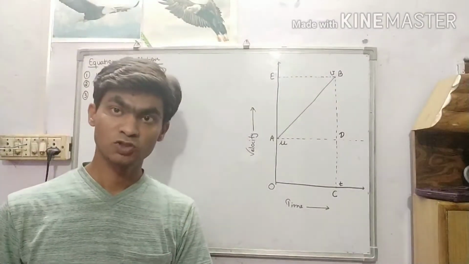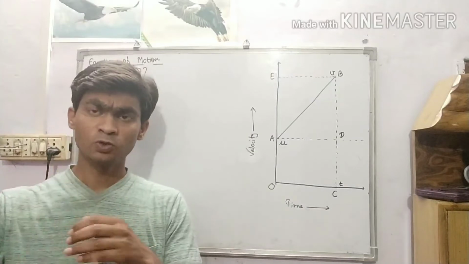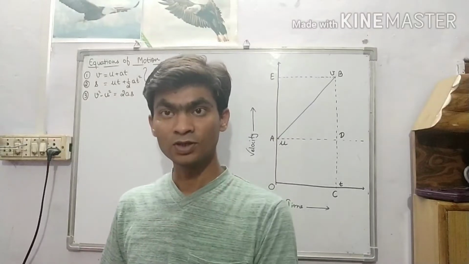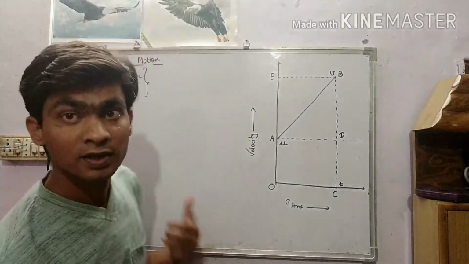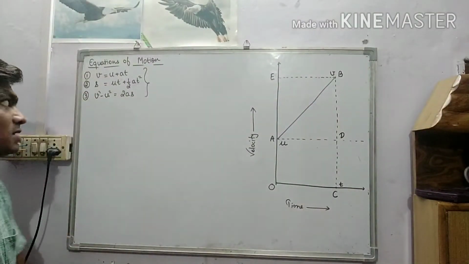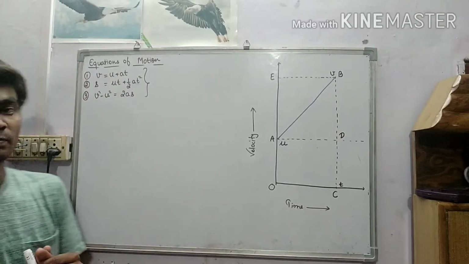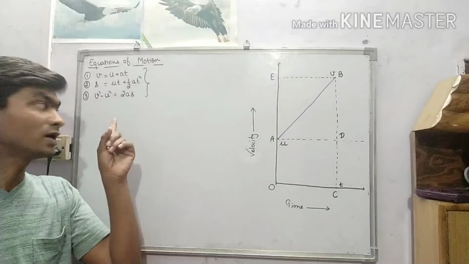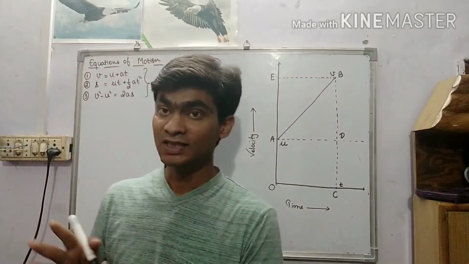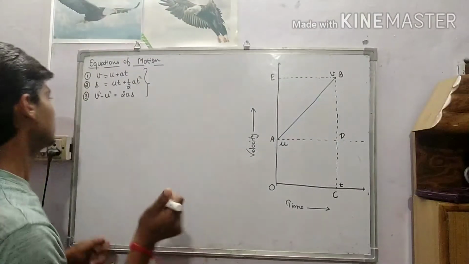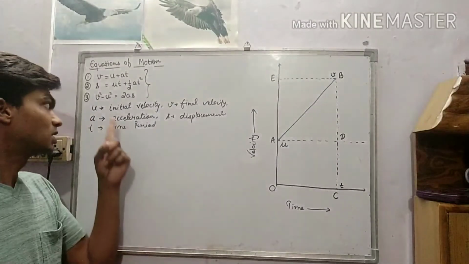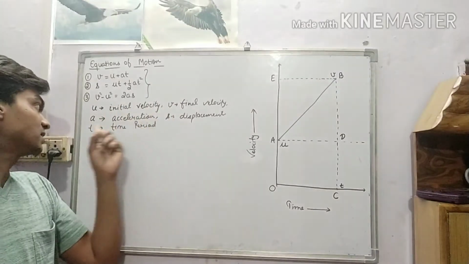Now what are these equations of motion? These are the equations giving the relation between the different literals which we are taking now. Like you can see on the board, the first one is V equal to U plus AT. Second one is S equal to UT plus 1 by 2 AT square. Third one is V square minus U square equal to 2AS. Now you may ask, sir, what are these letters representing? There are five literals that we have to use: U, V, A, S and T.